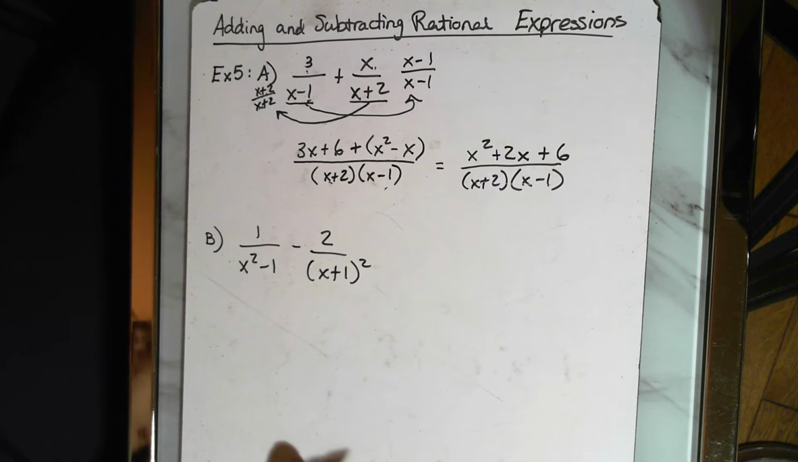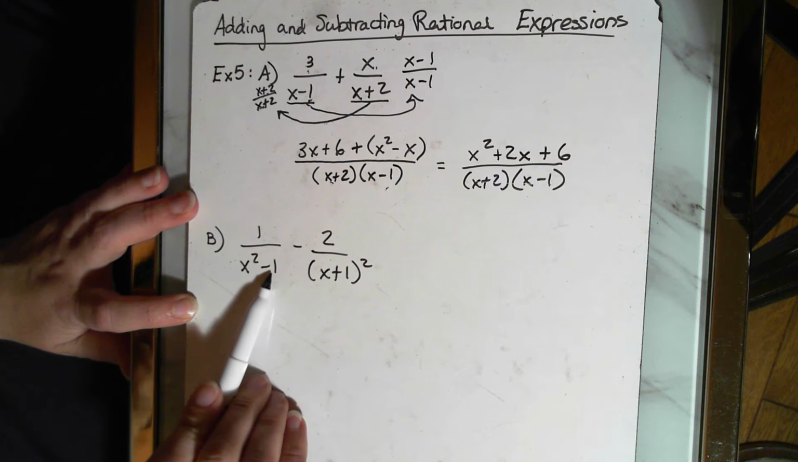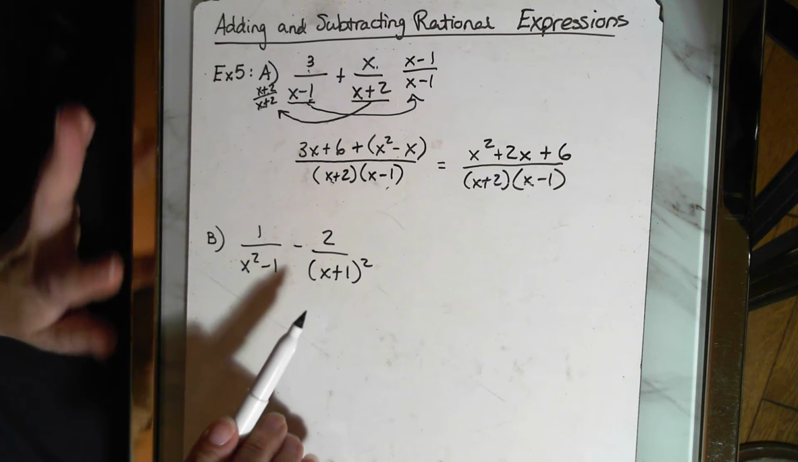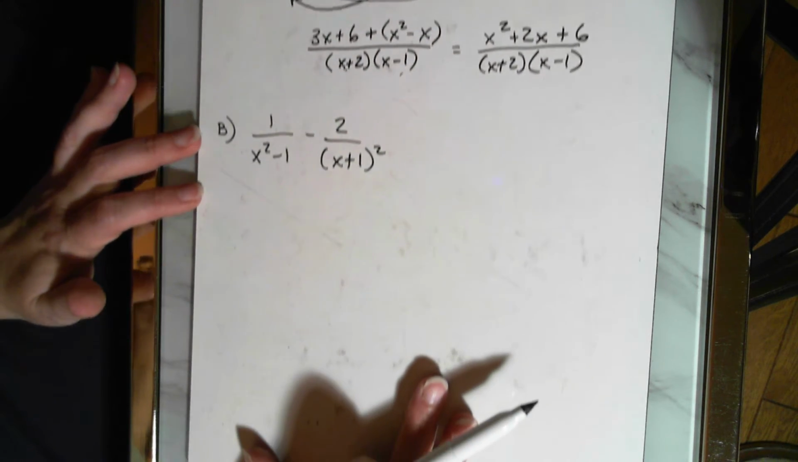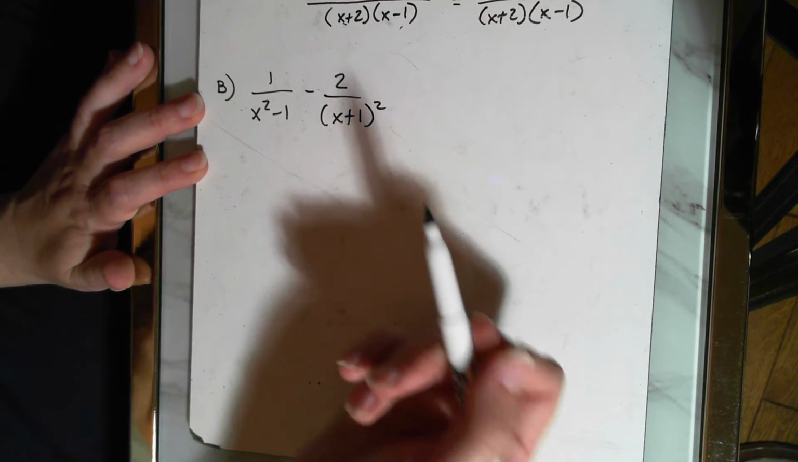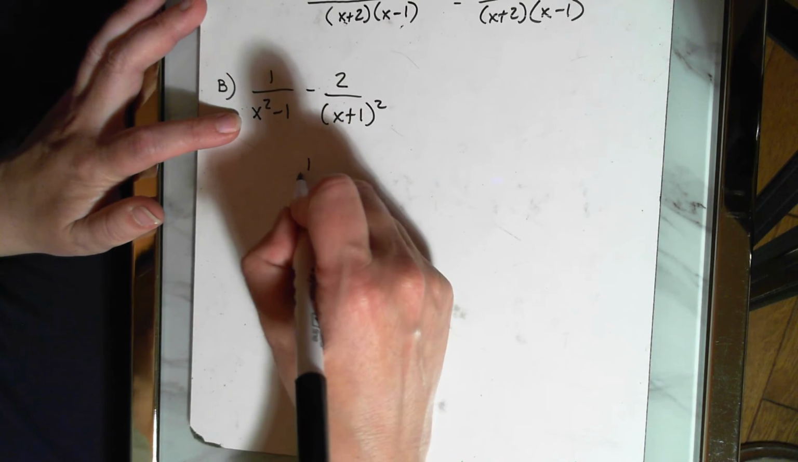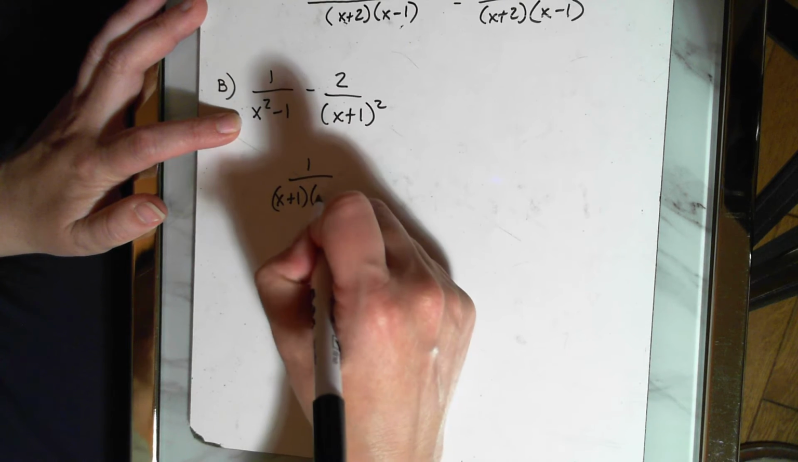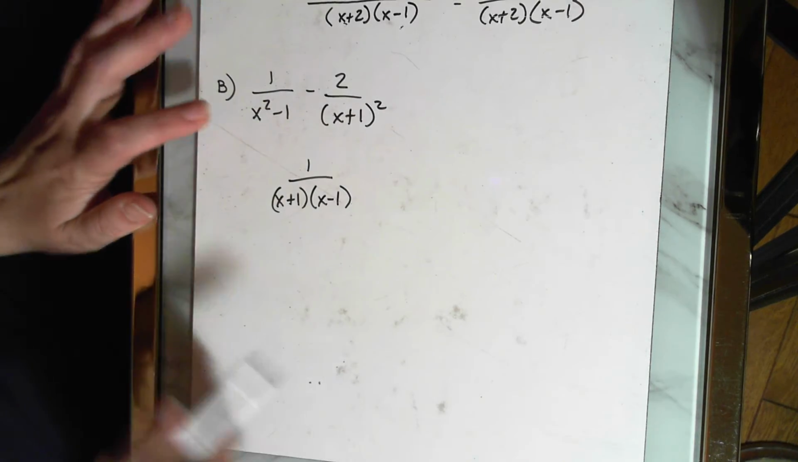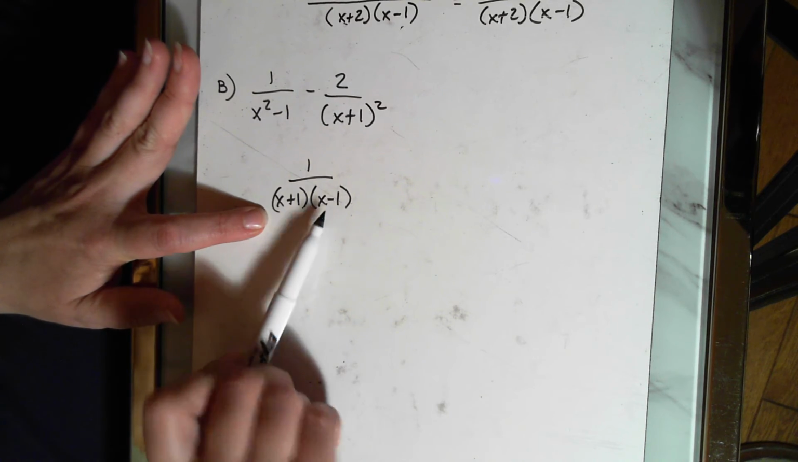Now let's look at part B. In part B, I'm actually going to factor this because I think there are more common factors than I'm seeing. So I'm going to rewrite this expression so that I can see all of the factors in these denominators. So I have 1 over x plus 1 times x minus 1. And this was a difference of 2 squares. That's how I got this.